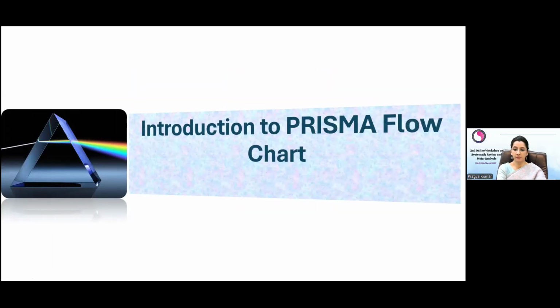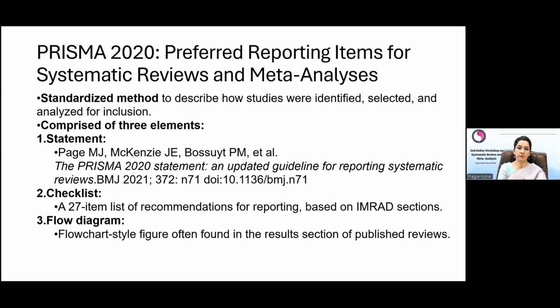Basically, what is the full form of PRISMA? The full form of PRISMA is the Preferred Reporting Items for Systematic Review and Meta-Analysis. Whenever you have seen this PRISMA, generally we think that it is only related to that flow diagram. But this PRISMA is not only related to this flow diagram, rather it has got 3 components. The first component is the statement of this PRISMA. The second component is the 27 item checklist.